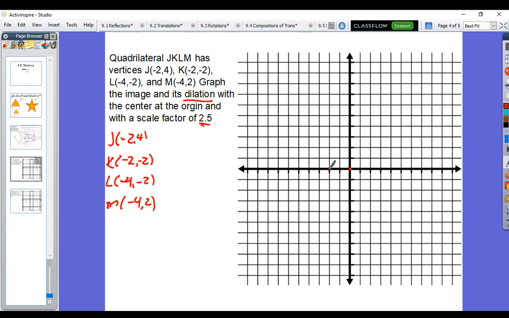-2, 4: 1, 2, 3, 4. -2, -2. Then -4, 2: 3, 4, -2, 1, 2. And then -4, 2: 1, 2. All right.